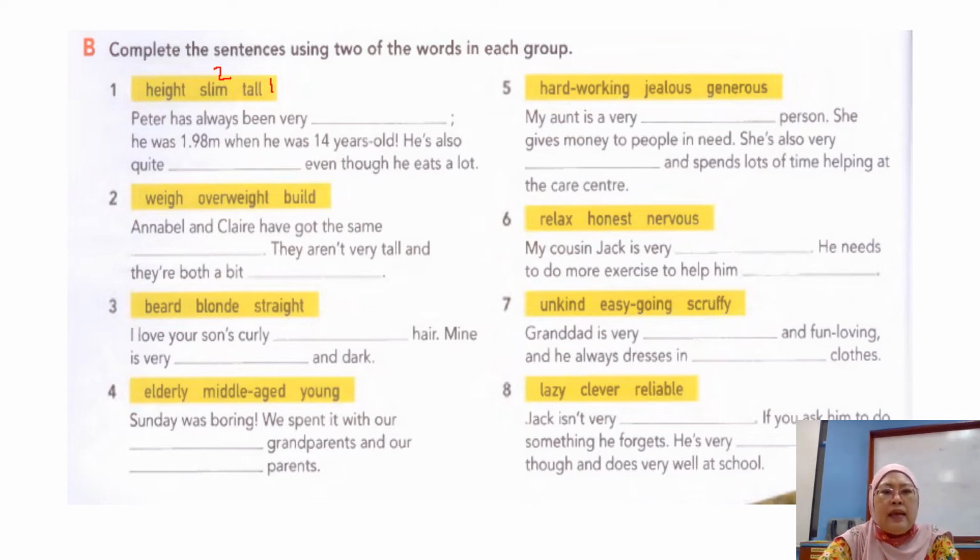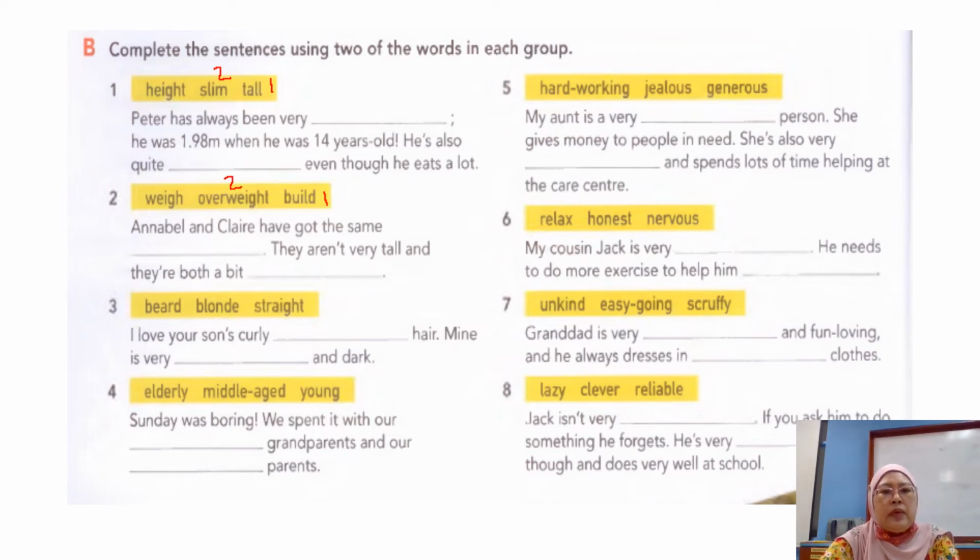Annabelle and Claire have got the same, what? They aren't very tall and they are both a bit, what? Okay, so meaning that they have the same size of the body. So this is the answer, the same build. They aren't very tall and they are both a bit overweight.